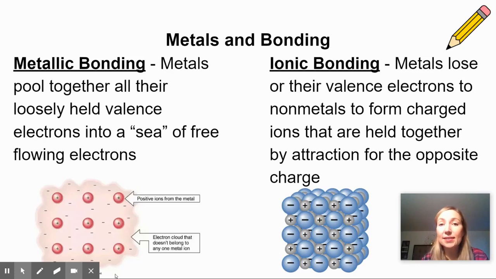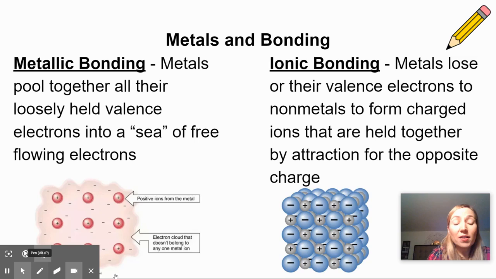This screencast is on metals and bonding. Metals can bond by either metallic bonding or with a nonmetal in an ionic bond. In metallic bonding, we're talking about just metals. So, a solid sample of a pure metal will bond by metallic bonding.